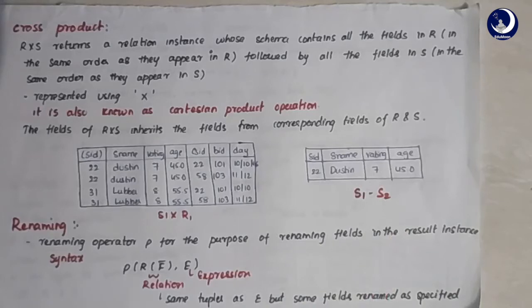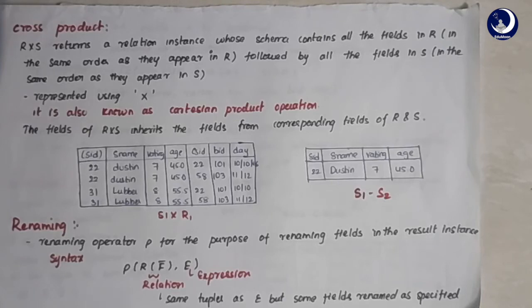So let's look at cross product. This is a crucial operator that we have in algebra. Cross product between the instances R and S, R cross S, returns a relation instance whose schema contains all the fields in R in the same order as they appear in the relation instance R, followed by all the fields in S, in the same order they appear in S. This is generally represented using a cross mark. Cross product is also known as a Cartesian product. It is as simple as that.